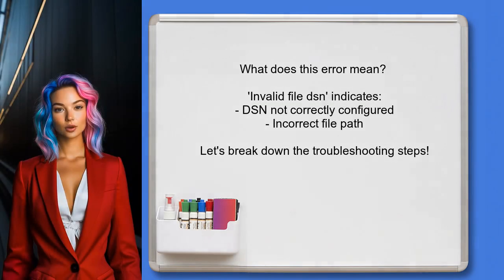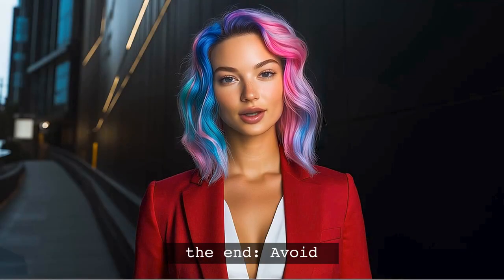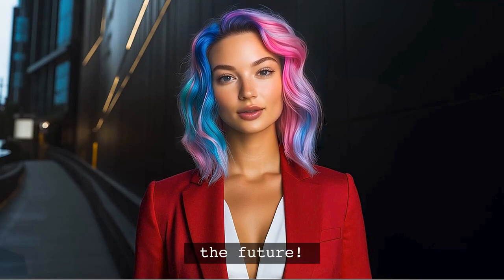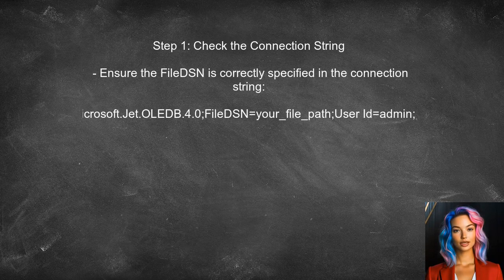So what does this error mean? The Invalid File DSN message typically indicates that the data source name, or DSN, is not correctly configured or the file path is incorrect. We'll break down the troubleshooting steps to help you resolve this. And stick around. At the end of this video, I'll share a pro tip that can help you avoid this error in the future.